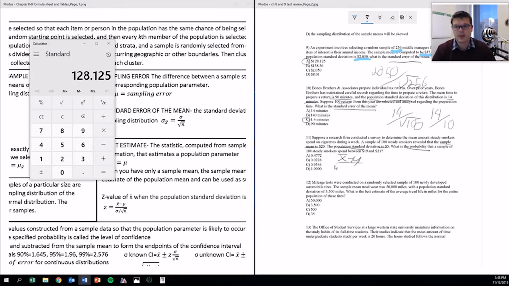X bar minus mu over the standard deviation divided by the square root of n. But you're looking at this and you're like, we have x bar, right? The sample mean is 20. So shouldn't we put x bar right there? And the answer is no.